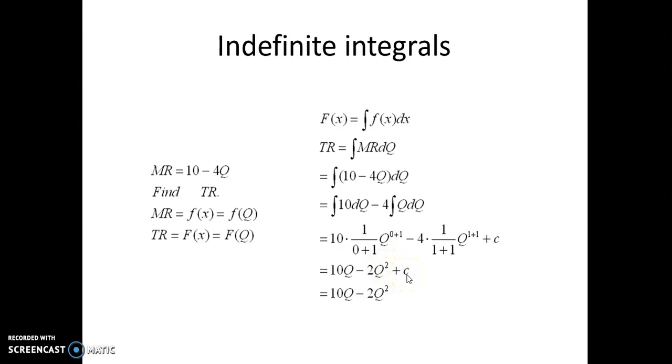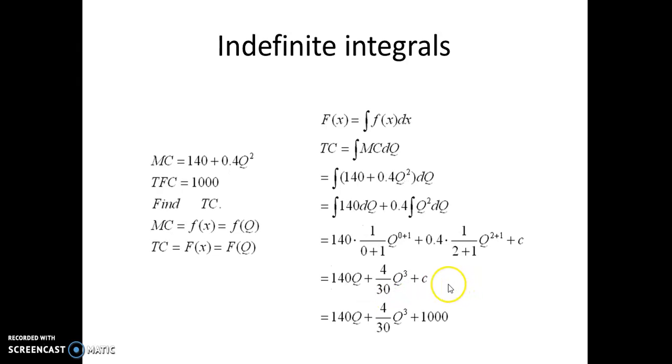But in this scenario, if you revert back to your first year micro, there would be no constant of integration. So we indicated it in the prior step, but in your final step, your answer for TR would just be 10q minus 2q squared.